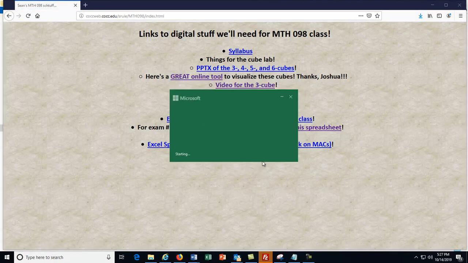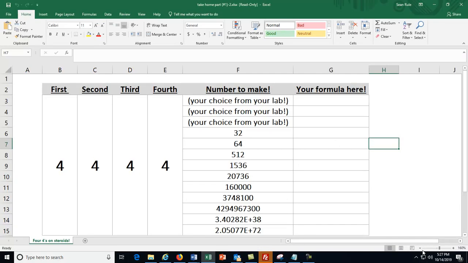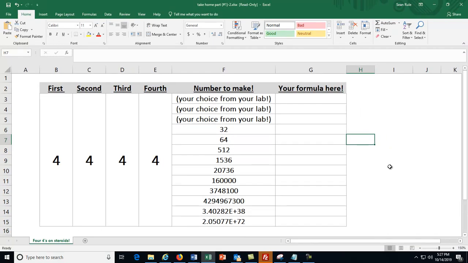What we're going to do is look at a continuation of your 4-4s lab, which I know you really enjoyed. Hopefully you'll enjoy this part of it too. So the idea, just like it was in your lab, is to use 4-4s and make a bunch of numbers. Now we'll get to these in a second.